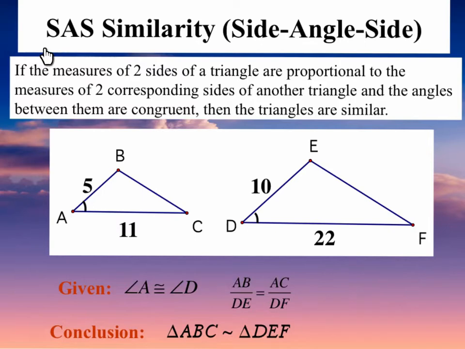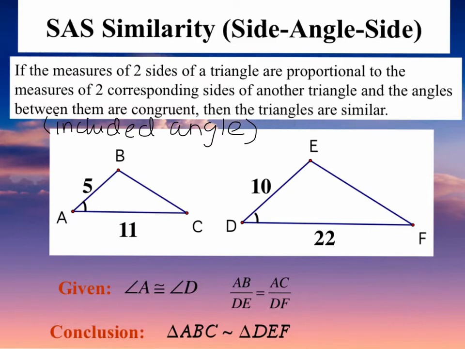Here is our next similarity statement. It's actually a postulate or theorem. Some of them are postulates, some of them are theorems, but that's not important. We're learning what we can use to determine if two triangles are similar. And you could use side-angle-side similarity. If the measures of two sides of a triangle are proportional to the measures of two corresponding sides of another triangle, and the angles between them are congruent, that is what we call the included angle. So what they mean by that is the included angle. Remember, we discussed included angles when we were discussing congruent triangles. Then the triangles are similar.